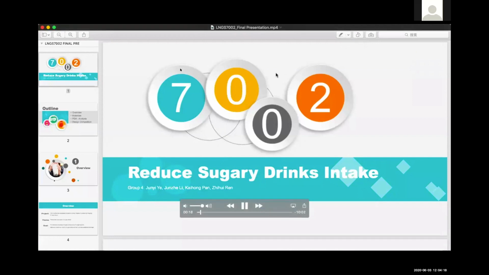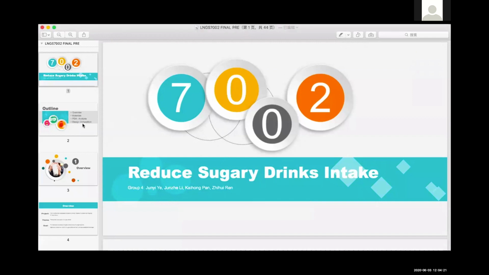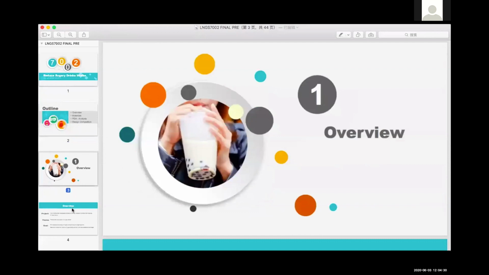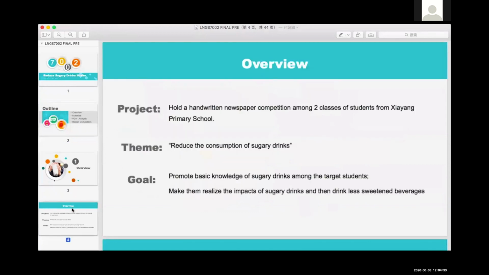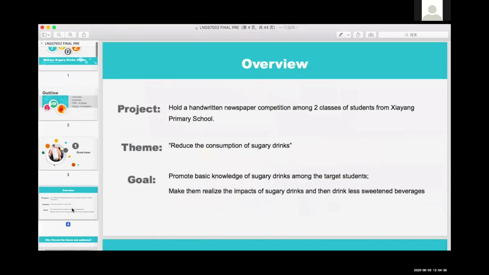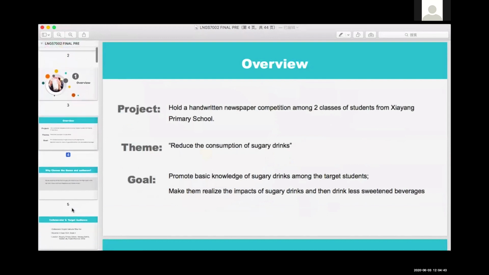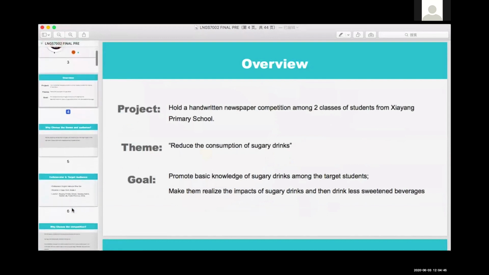Project in overall before explaining the PDA forms and show you our results. Our main project is to hold a handwritten newspaper competition among 2 classes of students from Shaiyang Primary School. And the theme of the competition is reduce the consumption of sugary drinks. The goal for the competition is to promote basic knowledge of sugary drinks among the target students and make them realize the impacts of sugary drinks and then drink less sweetened beverages.